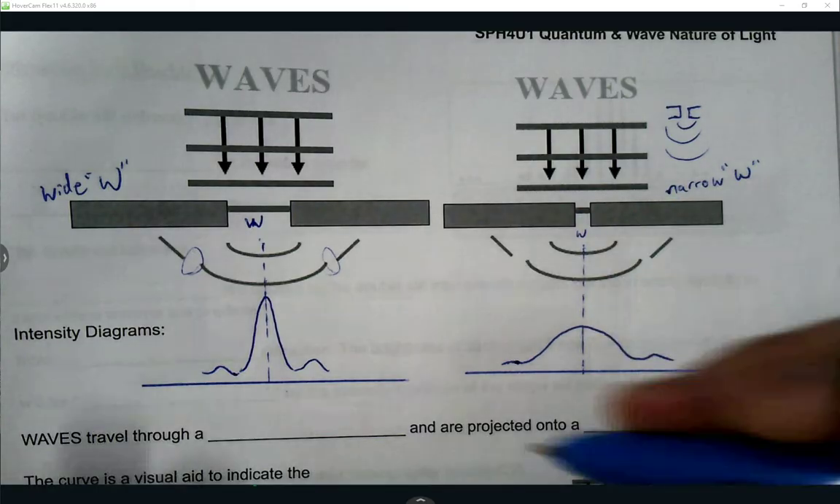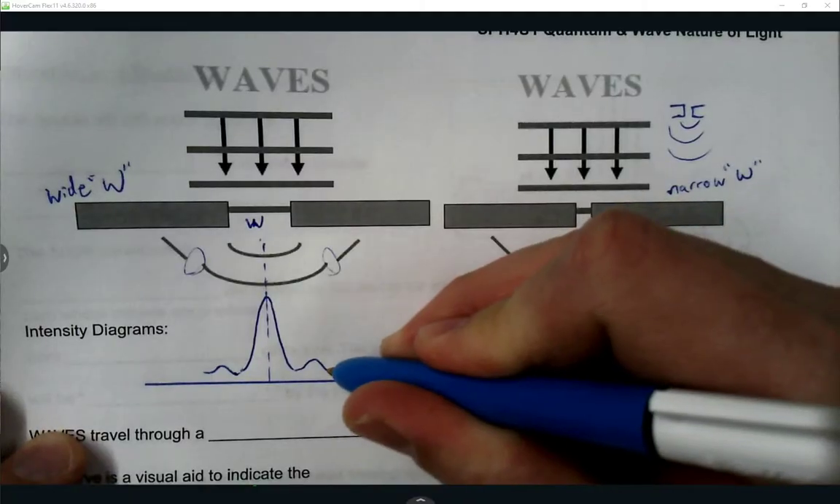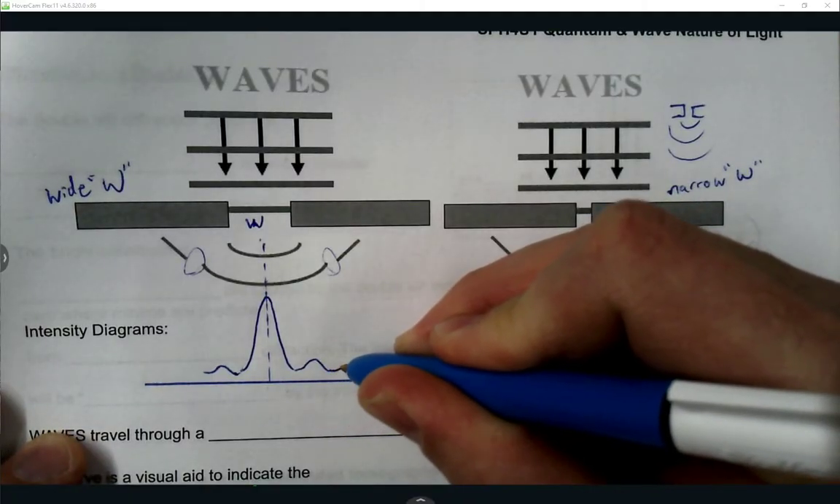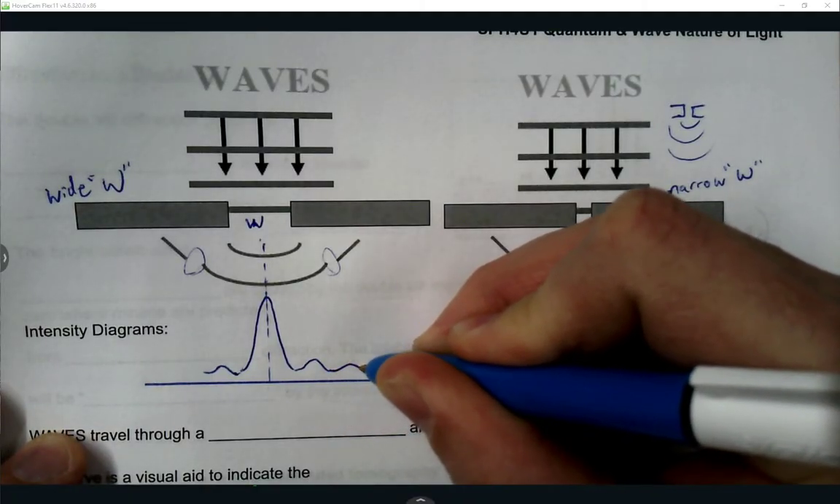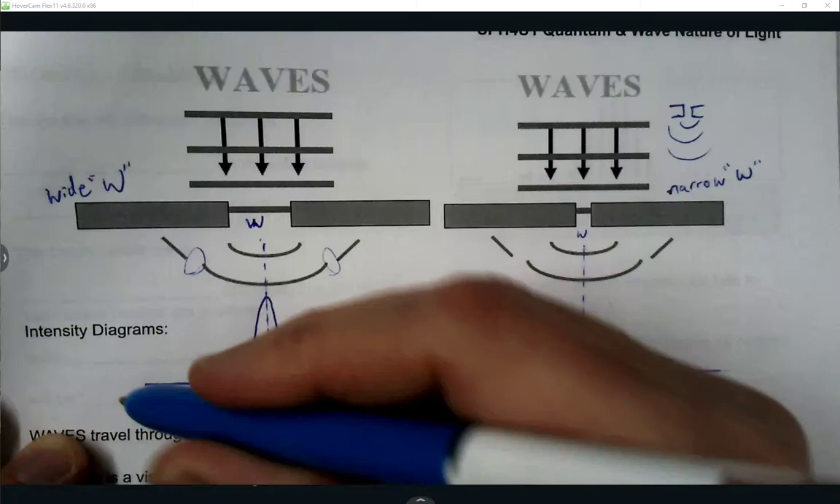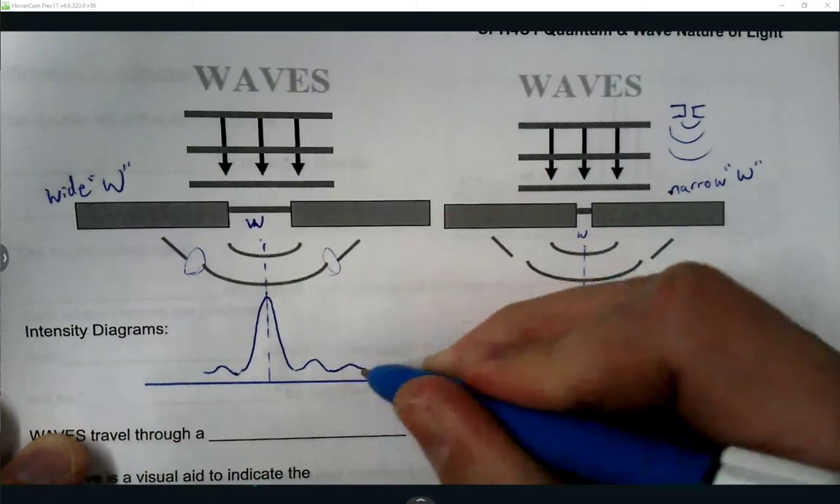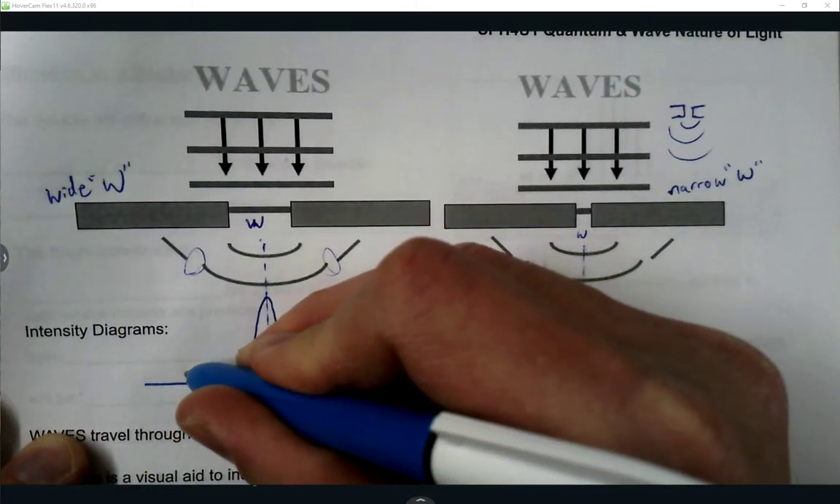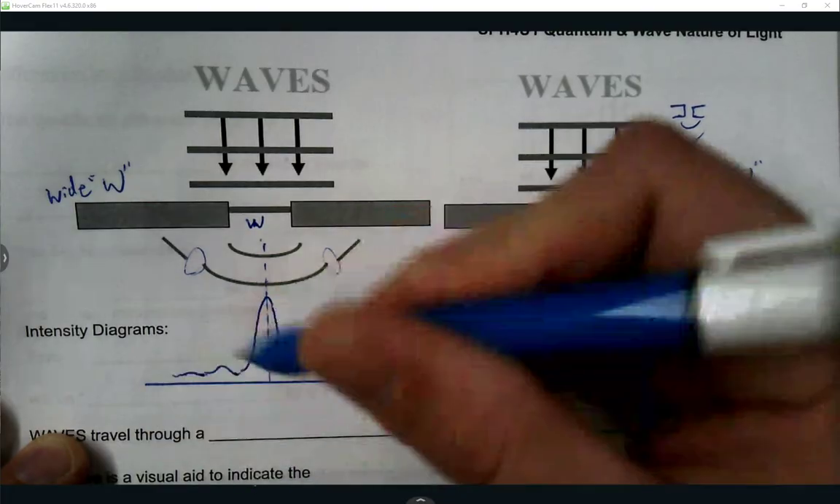Now, something we didn't talk about before was that there's actually a secondary bright region out there. So there's a primary, secondary, and tertiary bright region. And the tertiary bright region's even dimmer than the secondary.